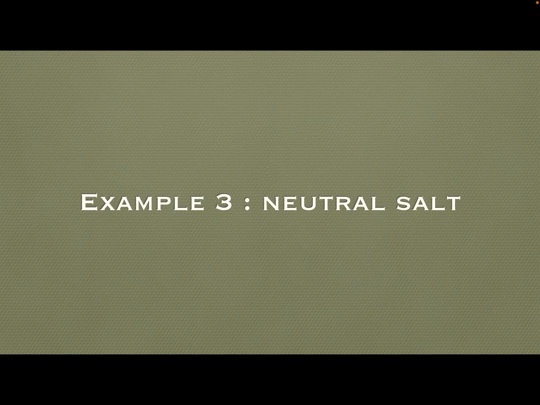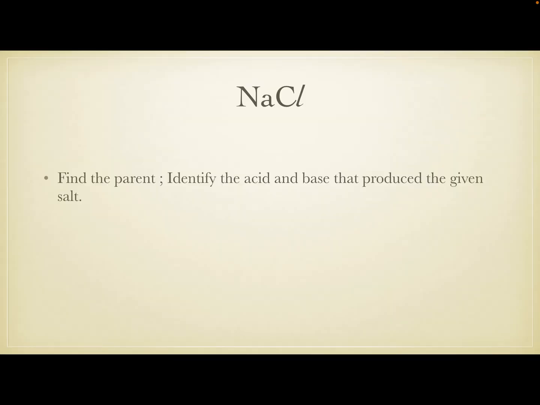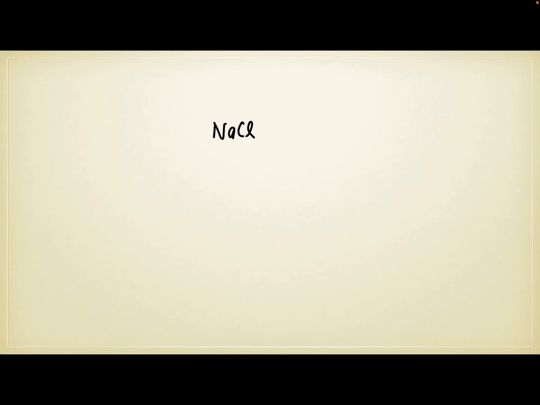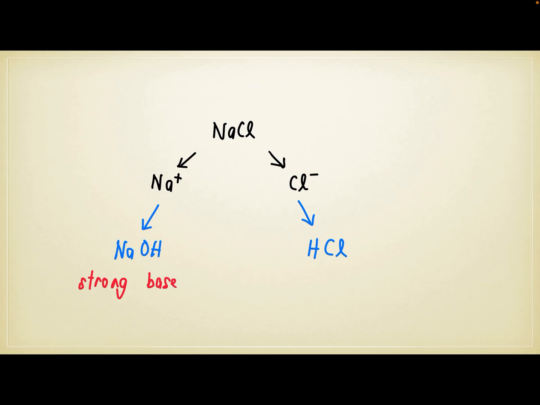And last one, we use the same concept to explain neutral salt, using NaCl, sodium chloride. So again, we are going to find the parent. NaCl is made up of Na plus and Cl minus. Again, Na plus is a positively charged ion, so it comes from a base. So the base should be NaOH. Cl minus is the anion, which comes from an acid, so the acid should be HCl. Both sodium hydroxide and HCl are a strong base and a strong acid respectively.